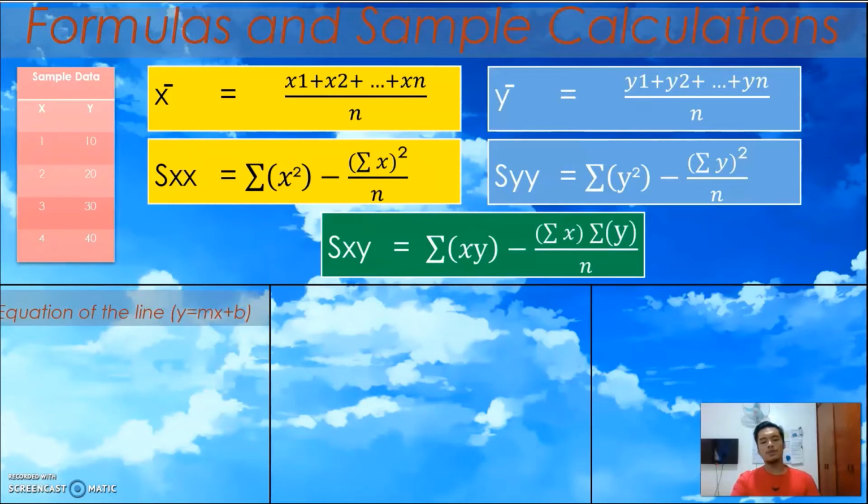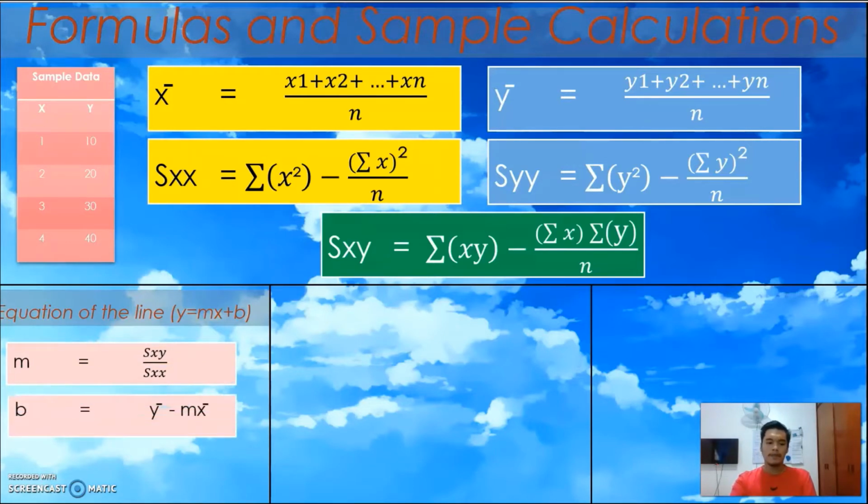Of course, since we're doing this, we will use the equation of the line, where you will find the slope of the line, or m, equal to Sxy over Sxx. The y-intercept is equal to the mean of y minus the slope times the mean of x. And we'll find the r, or the correlation coefficient, if we can, and we use this to determine if the equation is actually linear or not, through this formula: Sxy over the square root of Sxx times Syy.